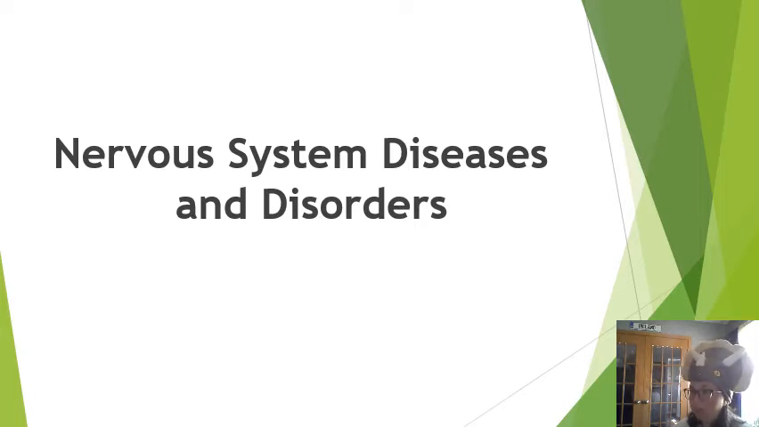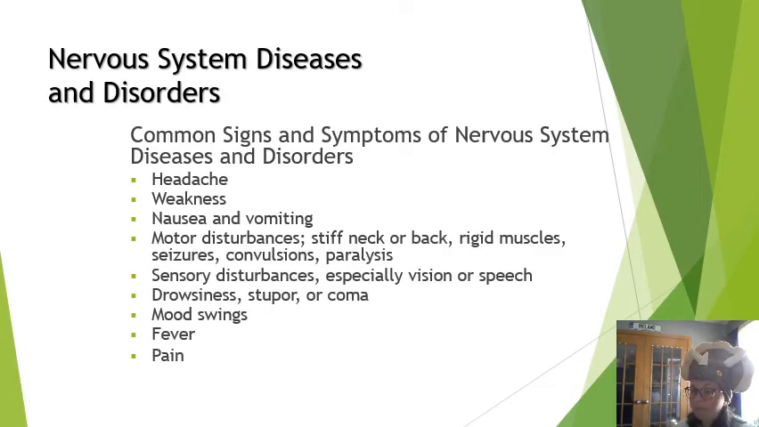We're going to go over nervous system diseases and disorders. Common signs and symptoms of nervous system disease and disorders include headaches, weakness, nausea and vomiting, motor function disturbances, stiff neck or back, rigid muscles, seizure, convulsions, paralysis, sensory disturbances, especially in your vision or speech, drowsiness, stupors, coma, mood swings, fever, and pain. It's a long list.